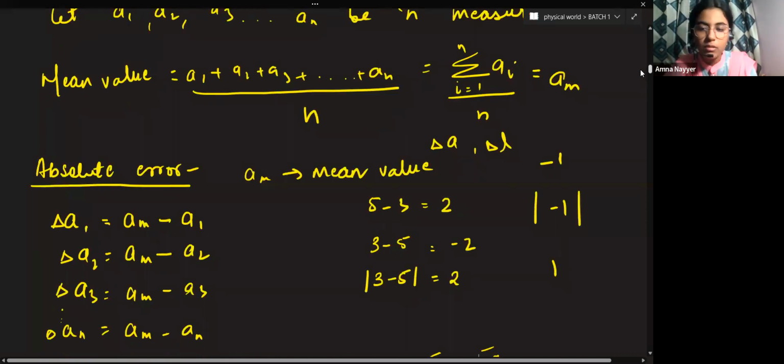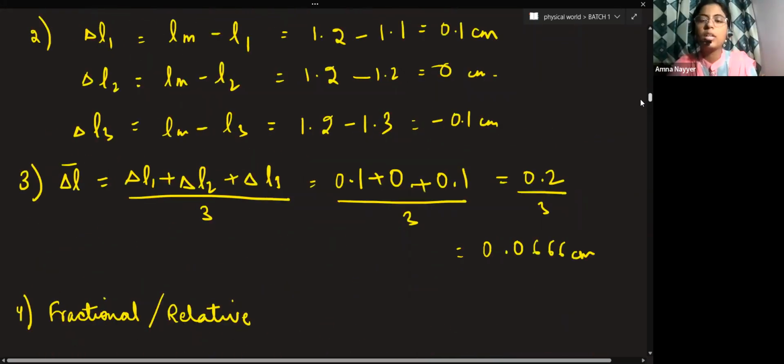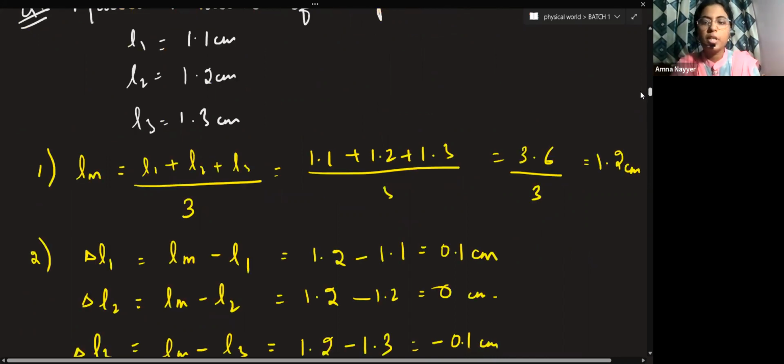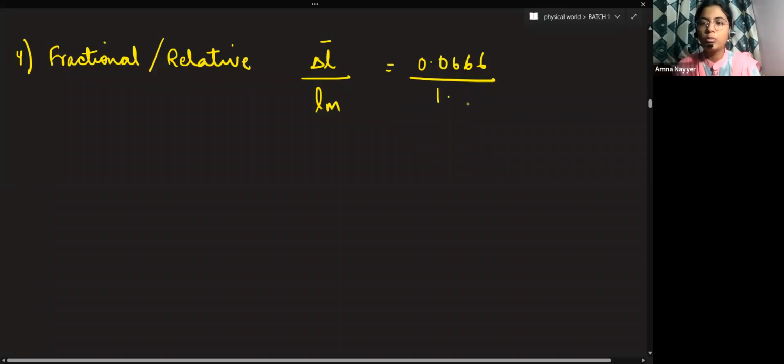Is this clear, Aram, now? Yes, ma'am. If you're still having doubts in the notations or the symbols, what is representing what, you can ask me again. So delta L bar means mean absolute error divided by the mean value. Mean absolute error, we are getting it as 0.0666 divided by the mean value. What was the mean value that came? Mean value came out to be 1.2. So this will be 0.0555, I think. Just calculate it once. This should come out to be 0.0555.